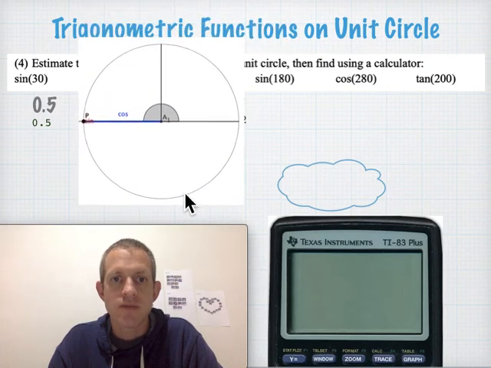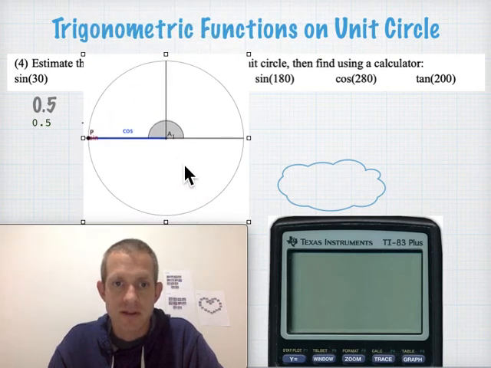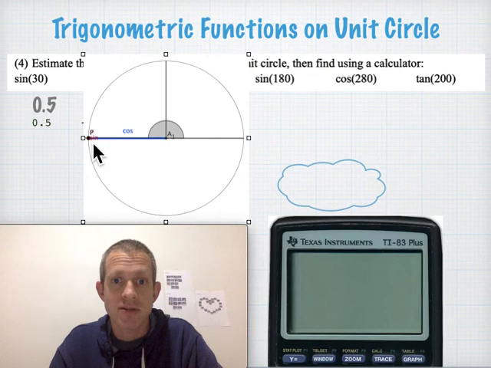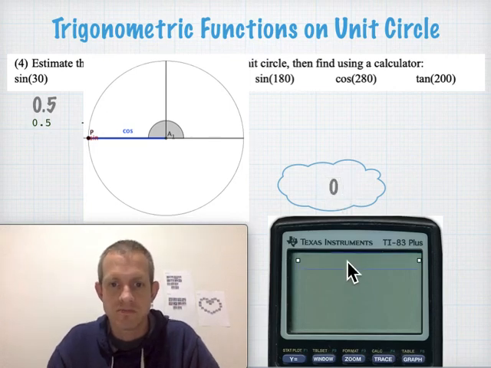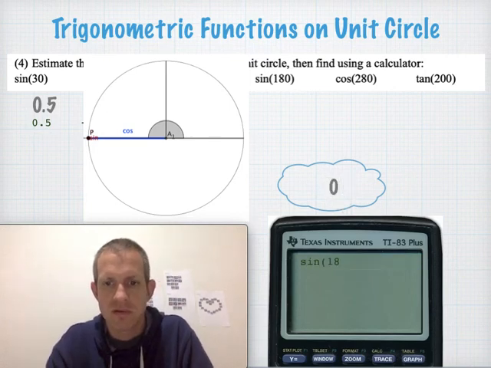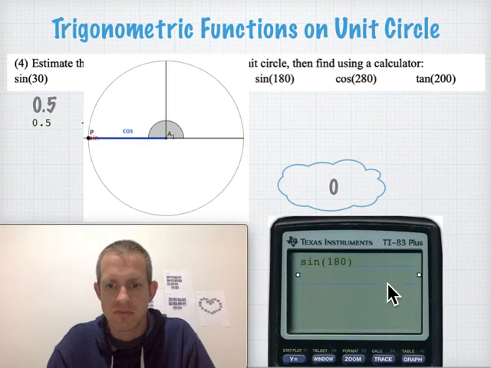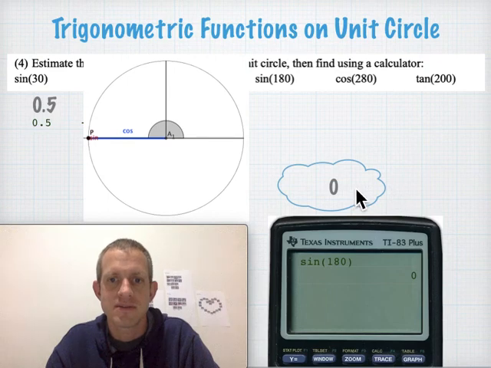How about sine of 180? Sine of 180, well, here's 180 degrees. Sine's the height. It looks like there is no height. And so I would estimate with really good confidence that sine of 180 is probably exactly 0. Let's type it in. And sine of 180 is 0. Nice.